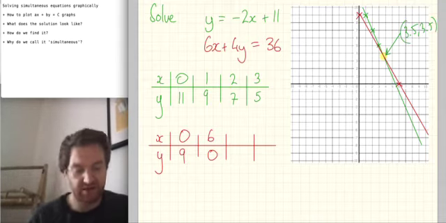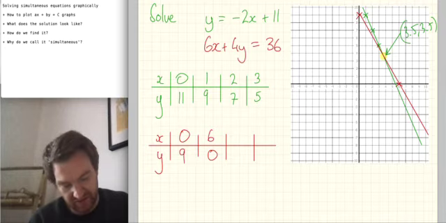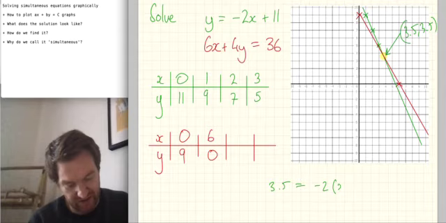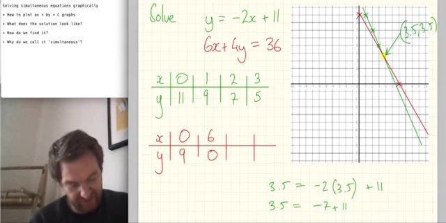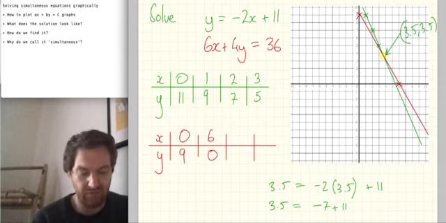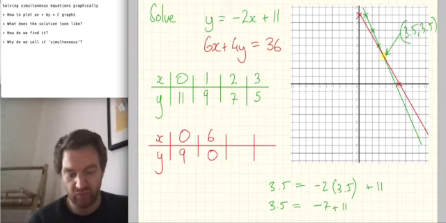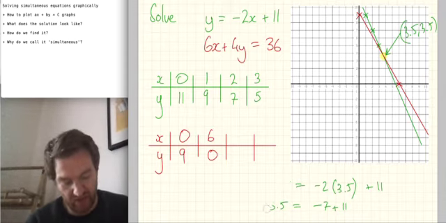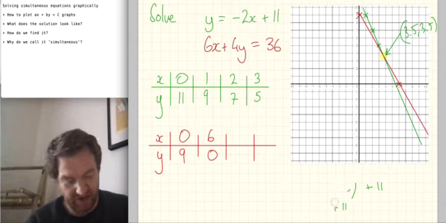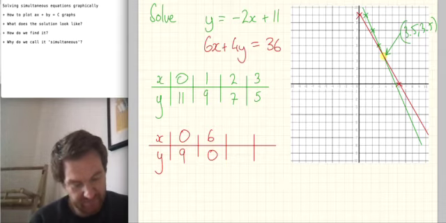If you wanted to check, you could just substitute into one of your equations. So you could say, what about if y equals -2 times 3.5 plus 11. And we could say, well, it would equal -7 plus 11. Well, that would actually give us 4. So I think, okay, maybe I need to go back to the drawing board there and be a little bit more accurate and check that one a bit more carefully.